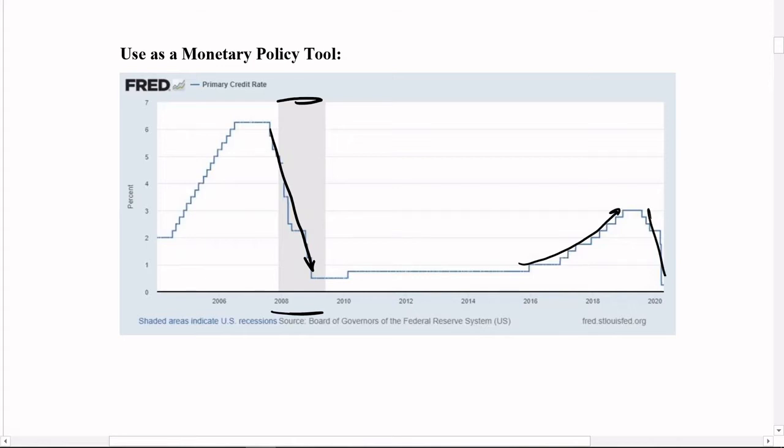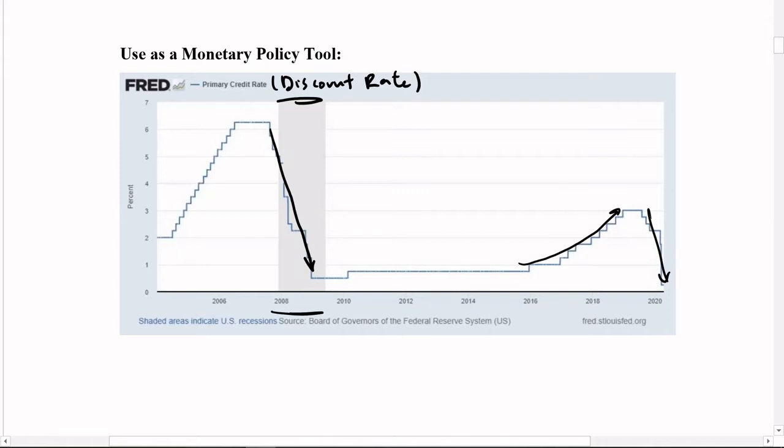But then here, coronavirus hits, and a little bit of turmoil in the financial markets and the economy. And so again, the Federal Reserve decreases the discount rate. Primary credit rate is the same thing as the discount rate, in order to encourage that borrowing and lending. So that's the discount rate.